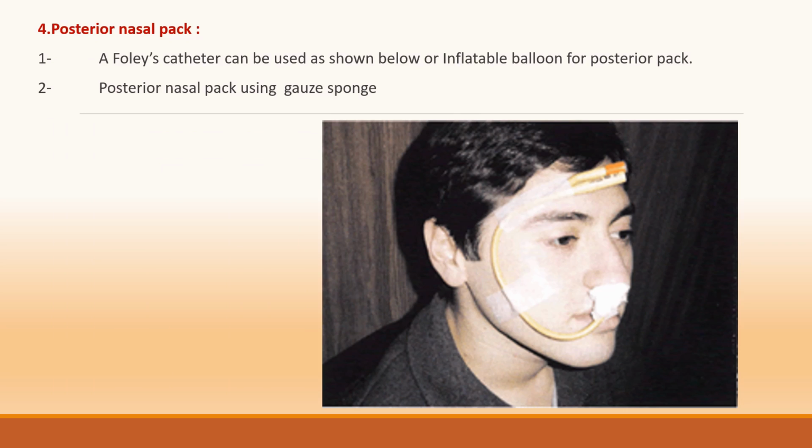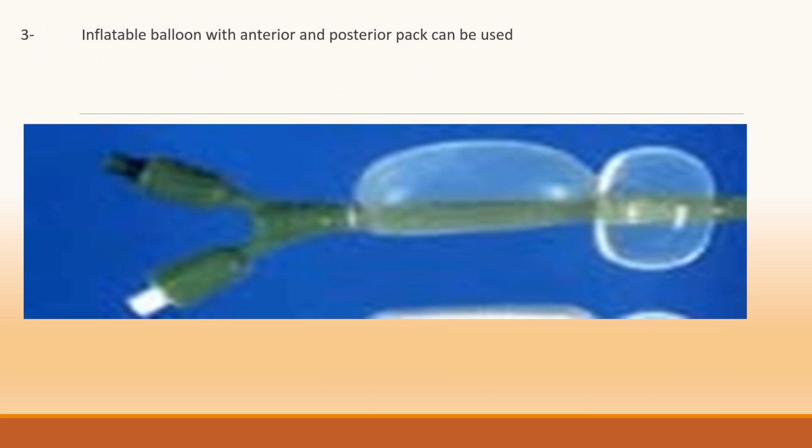Posterior nasal pack. This can be done using a Foley catheter, which can be used as shown below, or an inflatable balloon for posterior packing. Posterior nasal packing using a gauze sponge. This is an inflatable balloon with an anterior pack and posterior pack.